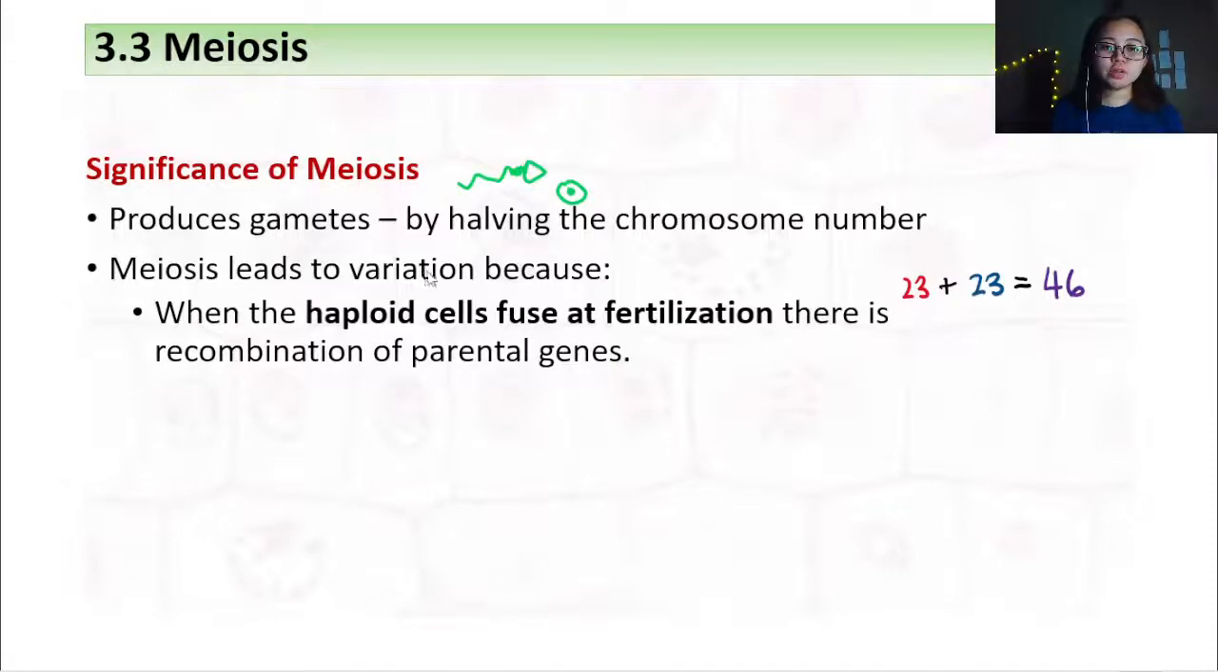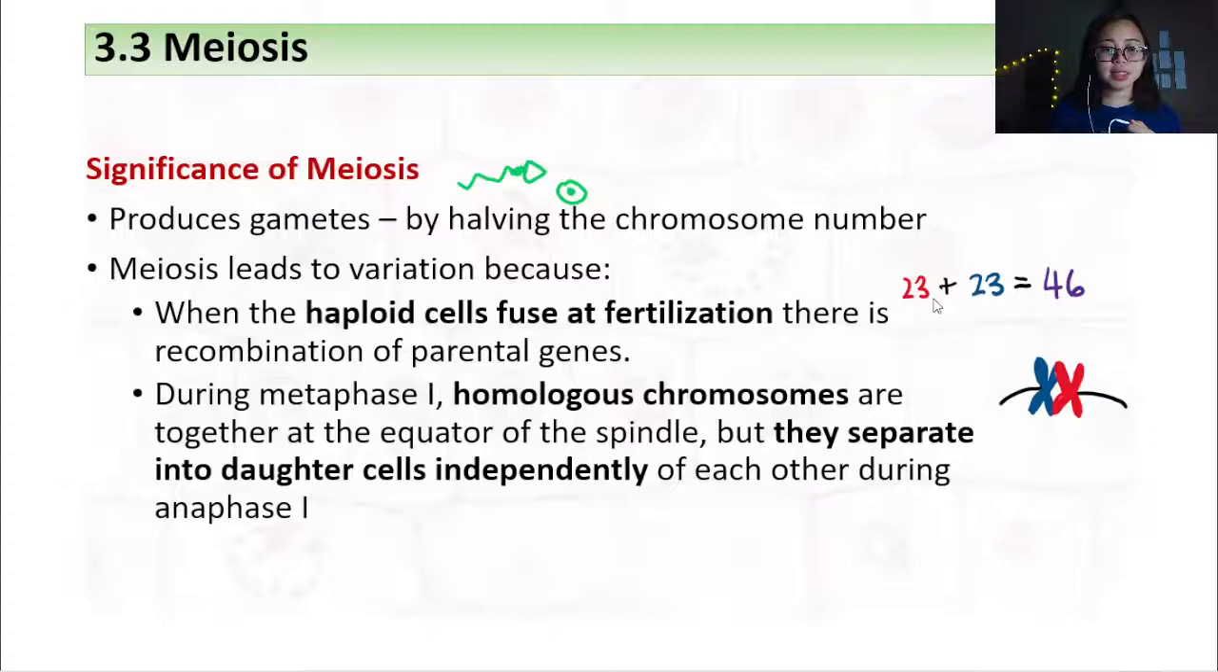Okay, the variation is because when the haploid cells fuse at fertilization, there is a recombination of parental genes. Kalau kita guna analogy, shuffle daun teruk, macam saya cakap tu, shuffling playing cards. It's kind of like that concept, but now you're shuffling it with a different set of cards from a different person. Macam kita shuffle daun teruk, tapi bukan saja kamu gunakan set kamu sendiri, kamu guna juga card orang lain.